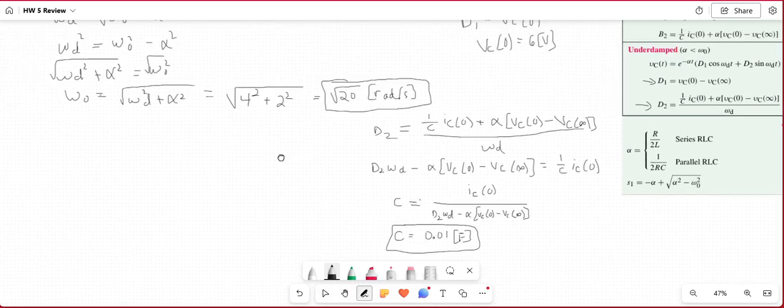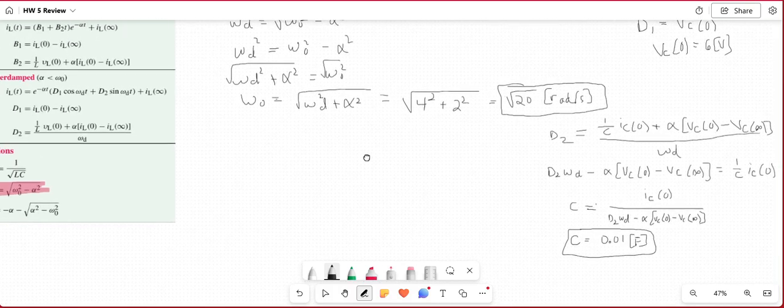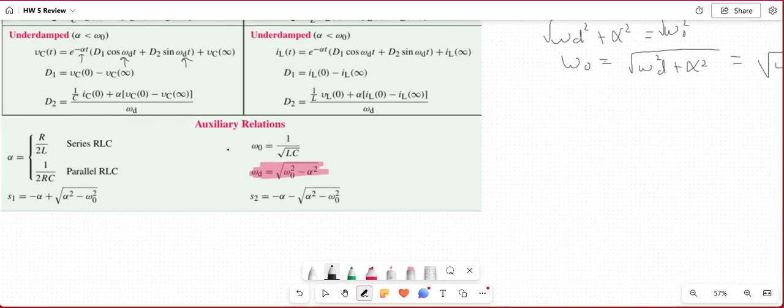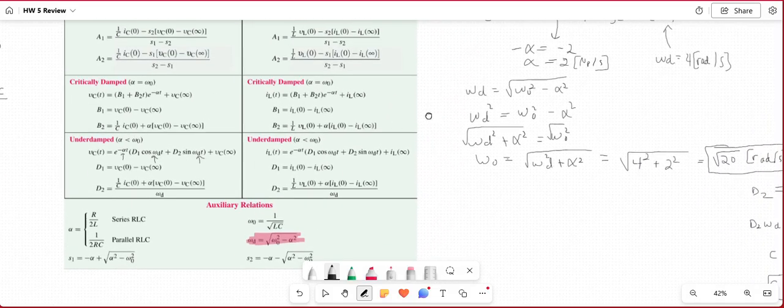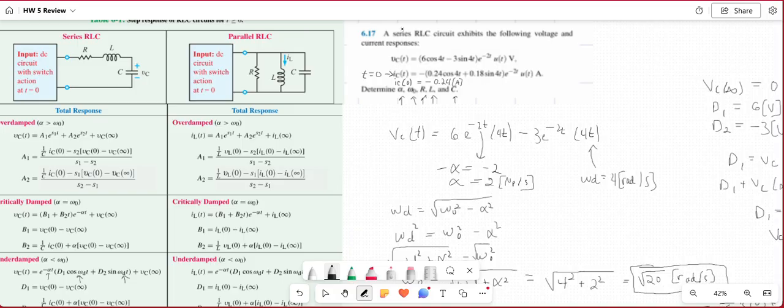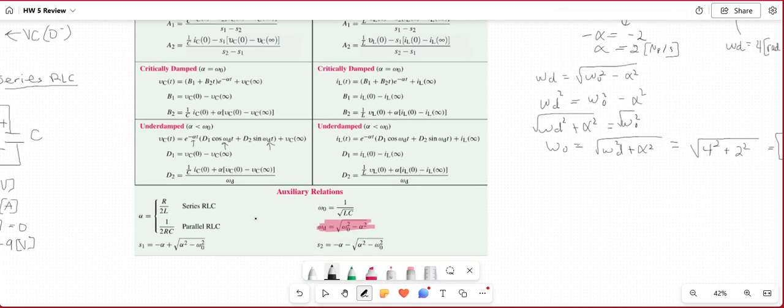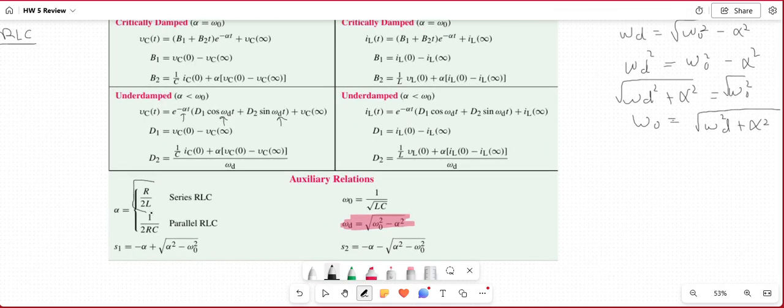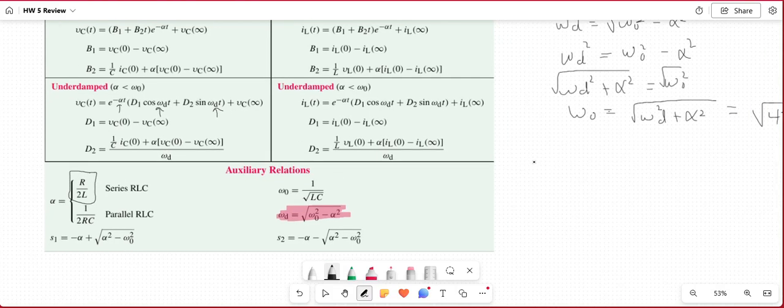And now what do we need to find? We need to find R and L, right? And look, it says it's a series RLC circuit. So we know which of these equations we're going to be looking at. We're going to be looking at this. So alpha equals R over 2L. So we want to rearrange for R. Oh no, we can't do this one yet because we just found C.